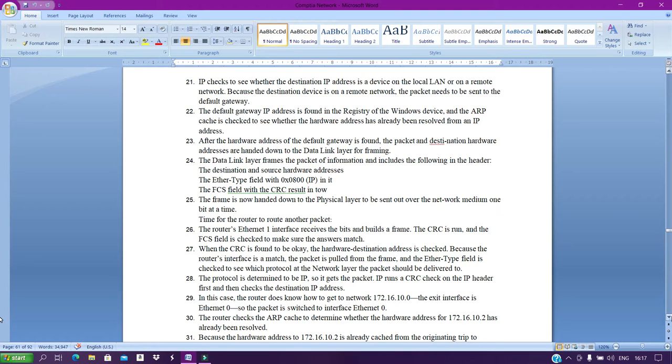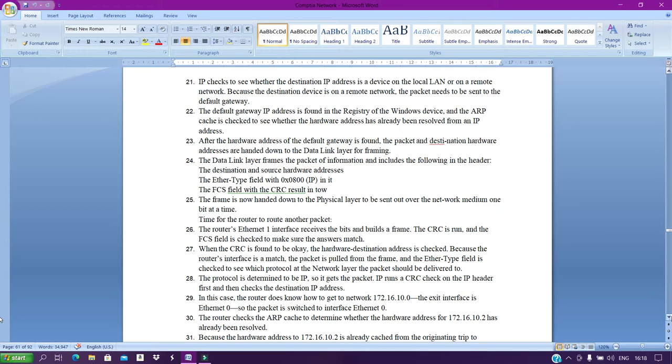After the hardware address of the default gateway is found, the packet and destination hardware addresses are handed down to the data link layer for framing. The data link layer frames the packet of information and includes the following in the header: the destination and source hardware addresses, the ether type field with 0x0800 IP in it, and the FCS field with the CRC result in tow. The frame is now handed down to the physical layer to be sent over the network medium one bit at a time.